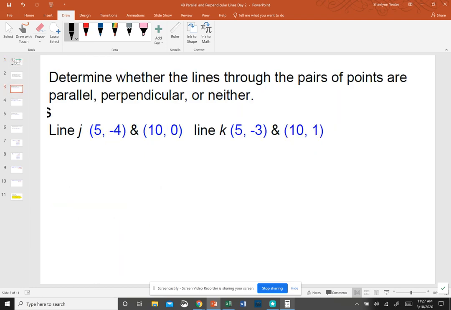Okay, it says determine whether the lines through the pairs of points are parallel, perpendicular, or neither. The first thing I always do is make a table, put my x values there, and my y values there. So my x values are 5, -4. There's my first point. And my second point is 10, 0. Now let's look at this. We've got 5 to 10 and -4 to 0. My y's went up 4, and my x's went up 5. So my slope is 4/5.